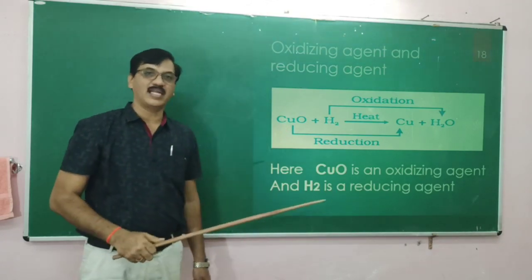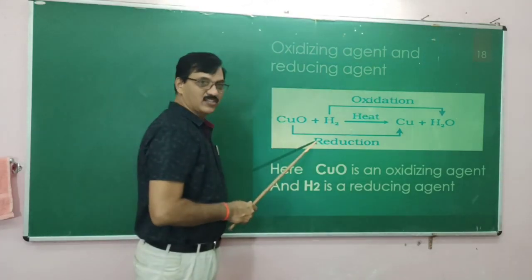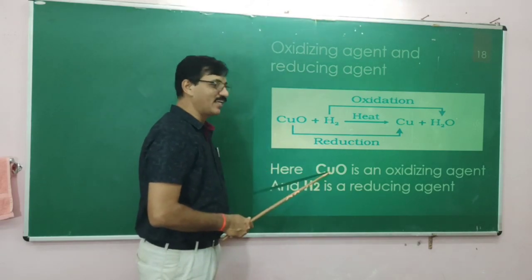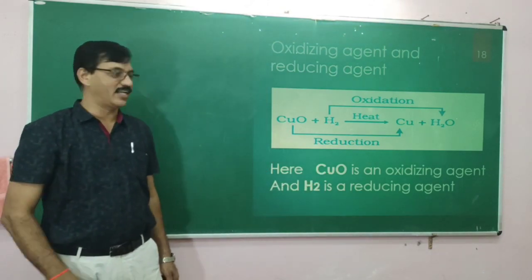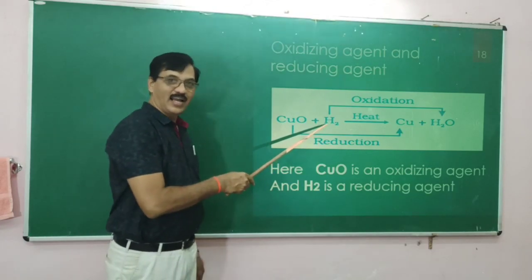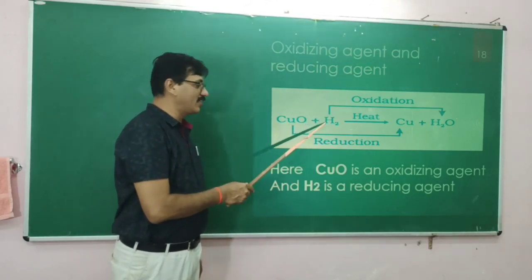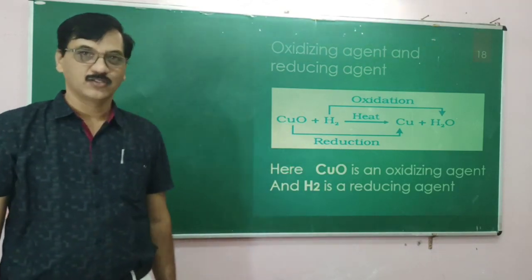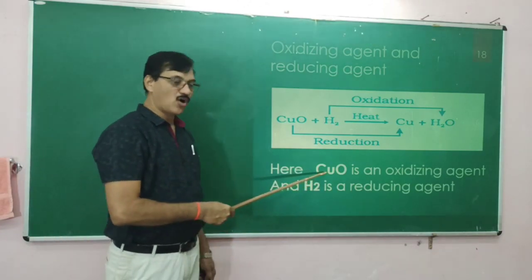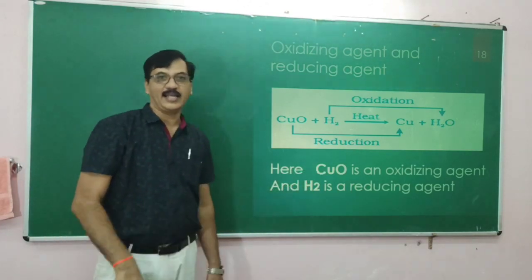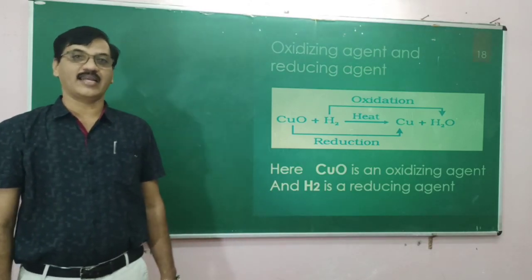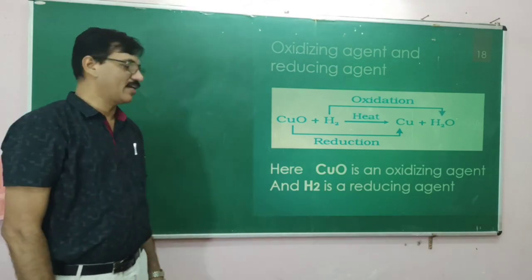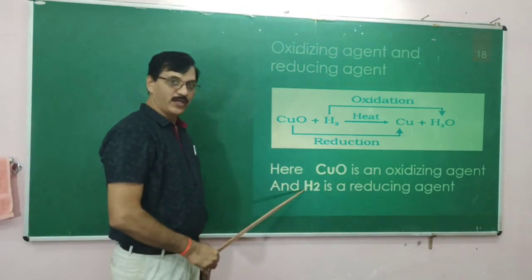Now there is one more term that we use. This is undergoing reduction, or this is giving oxygen. Therefore, it is an oxidizing agent. CuO is an oxidizing agent, and hydrogen is a reducing agent because it is helping to remove oxygen. So remember these two terms: copper oxide is an oxidizing agent and hydrogen is a reducing agent. Hydrogen as a reducing agent has industrial applications also. In higher studies we are going to learn more about it.